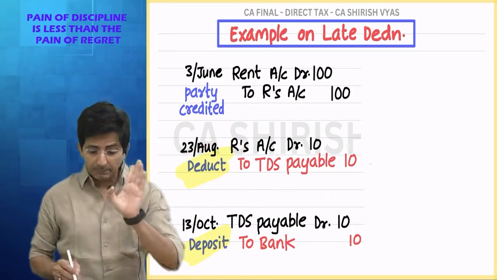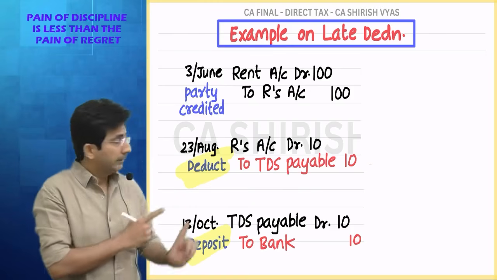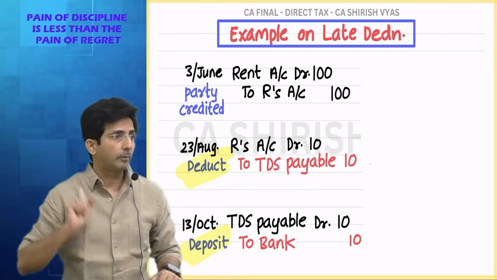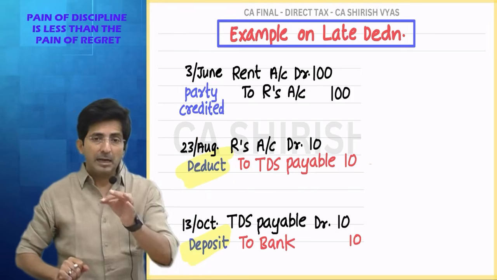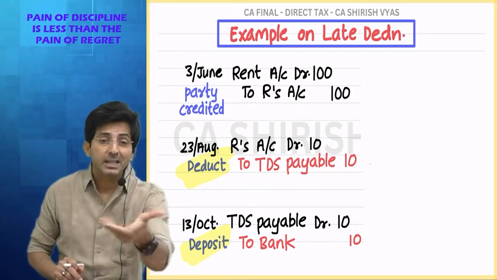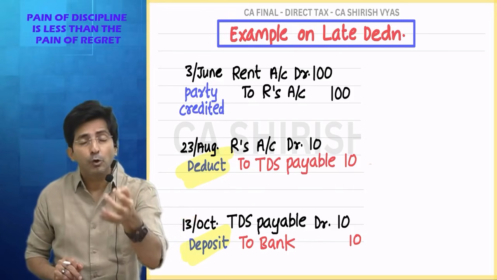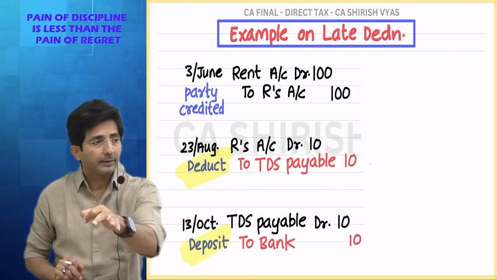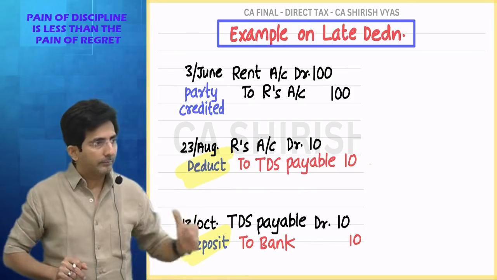Only thing is, in the exam they will not pass a journal entry. This thing will be given in paragraph form. And they will ask you to calculate. What will they ask? Calculate interest under section 201(1A). That will be the question. Try.